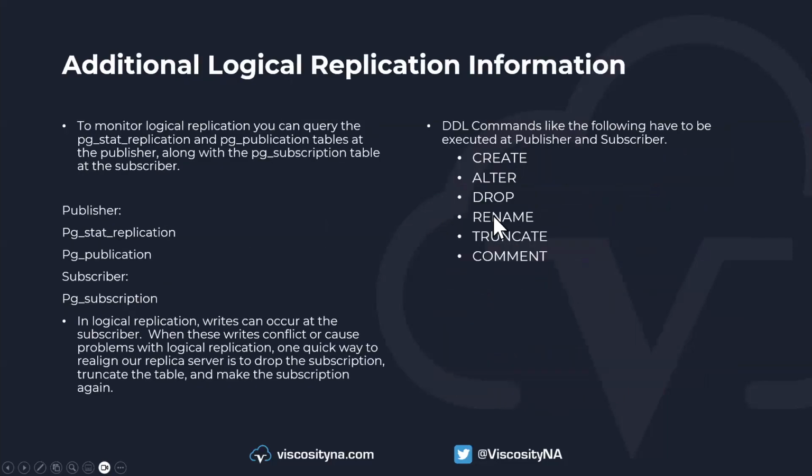To monitor logical replication, you can query the pg_stat_replication view that we previously mentioned with physical replication. Additionally, there'll be a pg_publication table at the publisher and a pg_subscription table that you can query at the subscriber. In logical replication, writes can technically occur at the subscriber. When these writes conflict or cause problems for logical replication, one quick way to realign your replica server is to just simply drop the subscription at the subscriber, truncate the table, and make the subscription again.